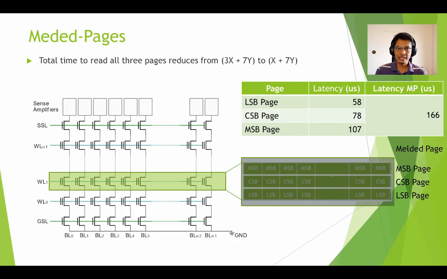Our approach to alleviate the effects of read overheads involves combining the LSB, CSB, and MSB pages in a word line into a single larger page called a melded page. When a read request arrives, the entire melded page is read in one command. The latency to read the entire melded page reduces from 3X plus 7Y to X plus 7Y. In this work, we approximate the value of X to be about 40 microseconds and Y to be about 18 microseconds. The table here shows the latency to read different page types.